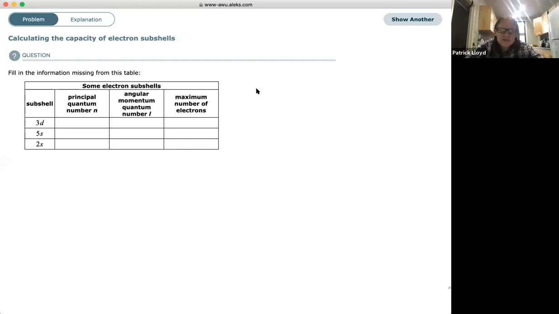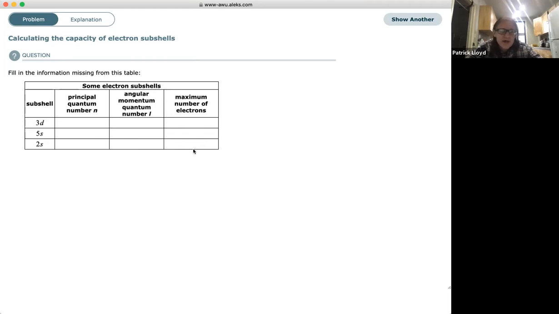Calculating the capacity of electron subshells. The capacity. Now, this is interesting. We're going to have to add one more aspect of this. Here are some electron subshells. I'm going to fill this all out: principal quantum number, angular momentum quantum number L, just what we did with the first example. 3D, n would be 3, L would be 2, 0, 1, 2, SPD. 5s, n would be 5, L would be 0. 2s, n would be 2, L would be 0. So that's easy. But what's the maximum number of electrons in each of these subshells?